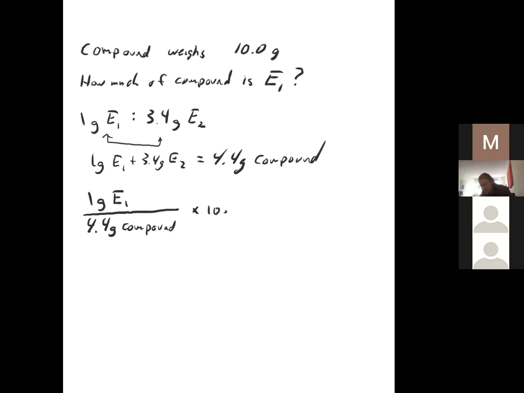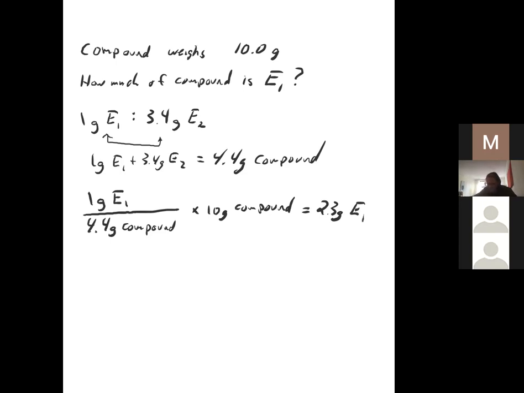So now if I have 10 grams of the compound, I'm just going to multiply that by 10 grams. And that will tell me, if I had 10 of the total, how much of it would be element 1. So you just multiply this by 10. So 1 over 4.4 times 10 is 10 over 4.4, and you would get 2.3 grams.